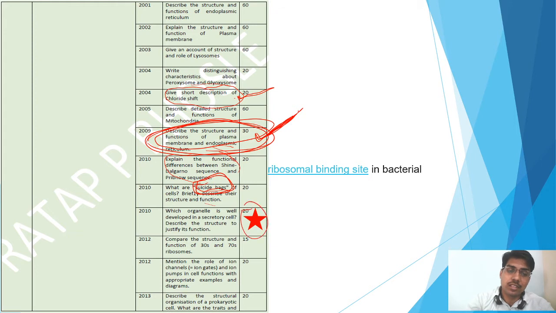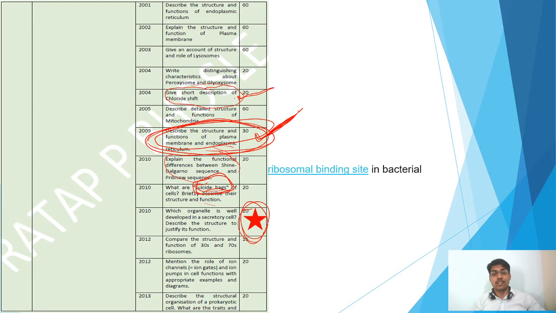Next is the important point. The first one was the earlier one. This is the second. Now look at this question. Which organelle is well developed in a secretory cell? Describe the structure to justify its function. Now this is a question which requires highly in-depth knowledge and study of zoology. After reading these kinds of questions, it tells us that we are not going to get superficial questions in the zoology UPSC paper. We are also going to get some in-depth questions where we really require to study zoology.